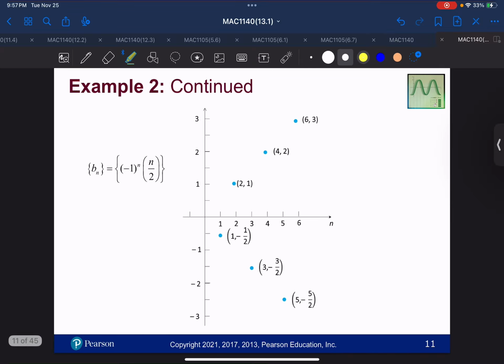And here is a graph of those. Here is when you plugged in 1, and then when we plugged in 2, we got positive. When we plugged in 3, it got back negative. When we plugged in 4, it was back positive. Plugged in 5, it went back negative, and so forth.